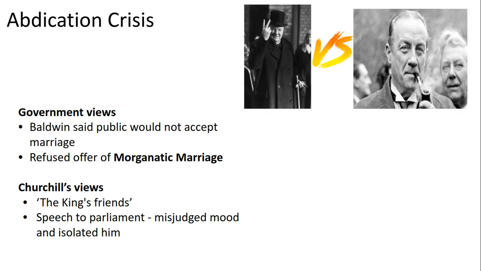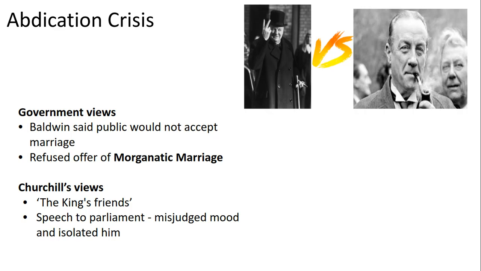The reasons for this would be obviously based on the public's opinion, and that this would be seen as something really bad. The king would need Parliament's approval, not just in Britain, but also within the Dominions. And Baldwin and the government were really worried that this could lead to further calls for independence, further unrest within these Dominions. So he refused to accept this morganatic marriage.